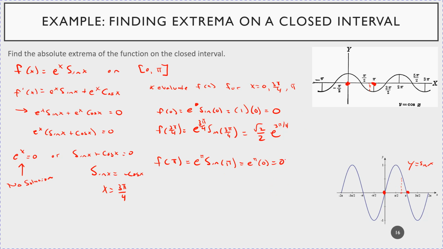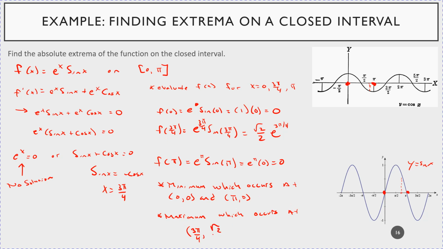So look, we have a minimum value of 0, which occurs at 0 and pi. So we have minimum, which occurs at, we have this 0, comma 0, and at pi, comma 0. And then we have a max, which occurs at this 3 pi over 4, and then the resulting value is square root of 2 over 2 e to the 3 pi over 4.